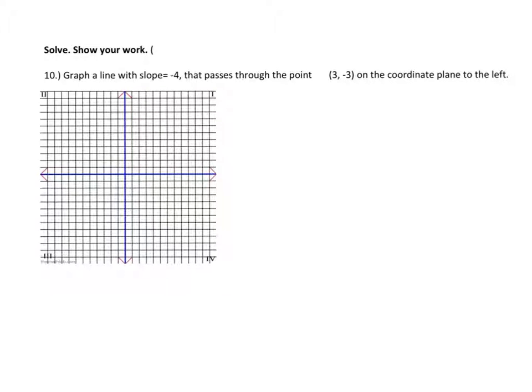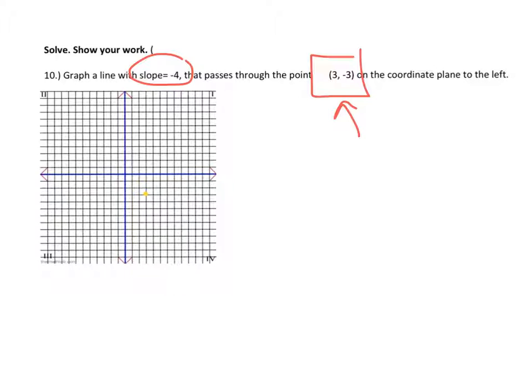Okay, a little bit of a twist for number 10. We know the slope is -4. And we also know that it passes through 3 and -3. I'm going to start here by plotting that point. So there it is in yellow.